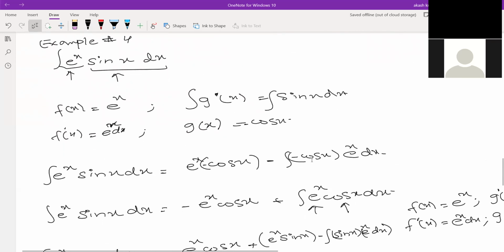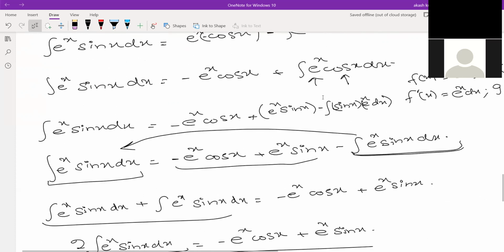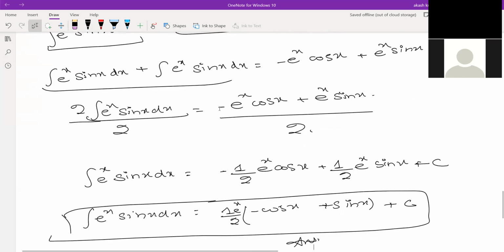In this question, we applied the integration by parts formula twice, and then we got the question again, and then we just shifted it to the right hand side of the equation, and simplified it.